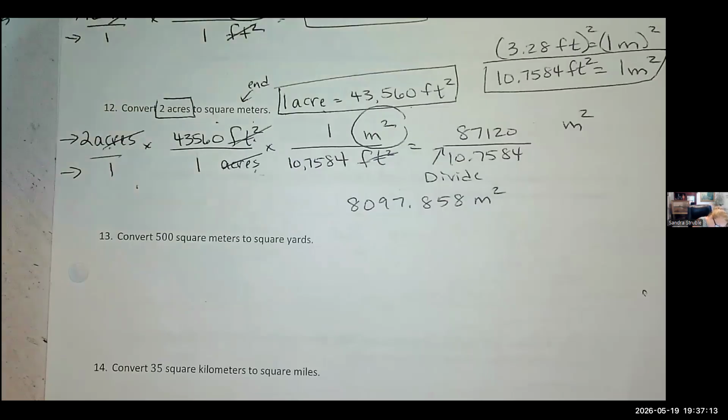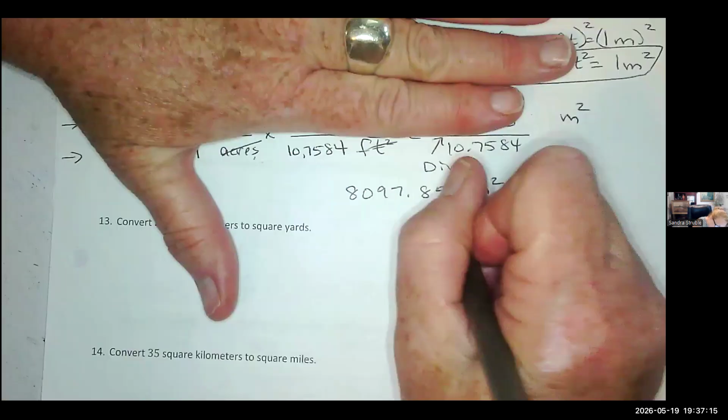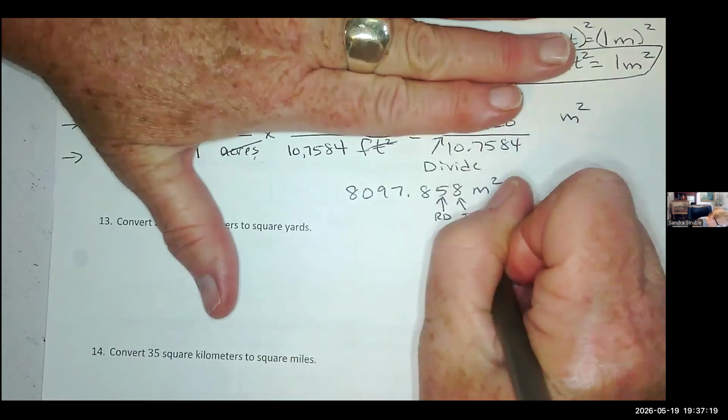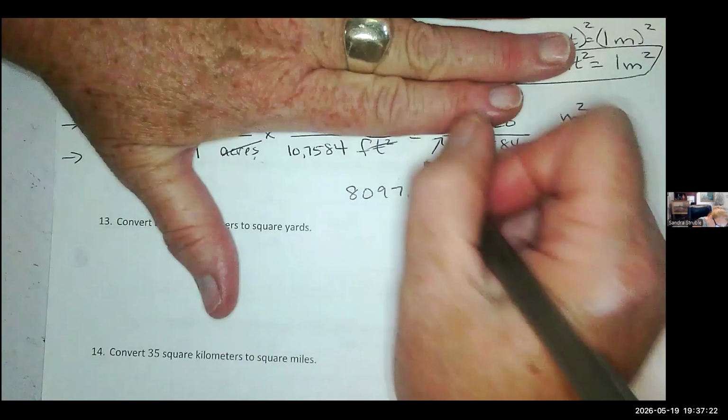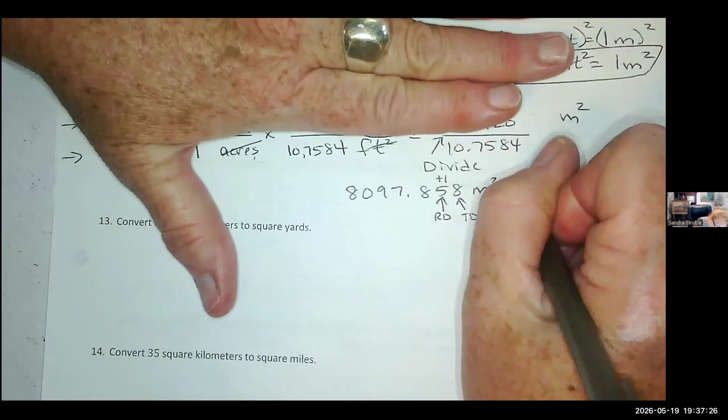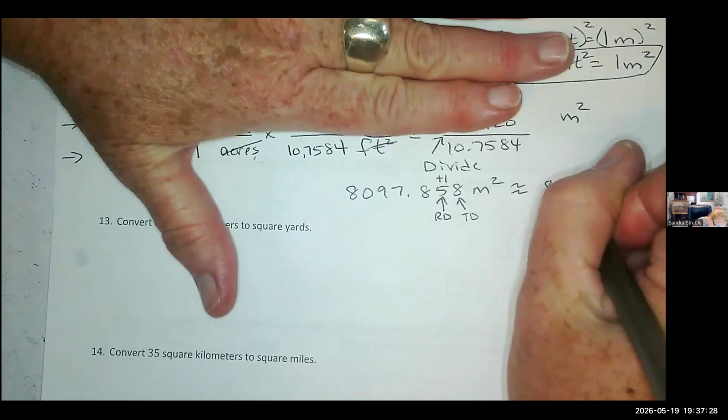This will be my rounding digit. The 8 will be my test digit. Because the 8 is greater than 5, I'm going to add 1 to my rounding digit. So my answer is 8097.86 meters squared.